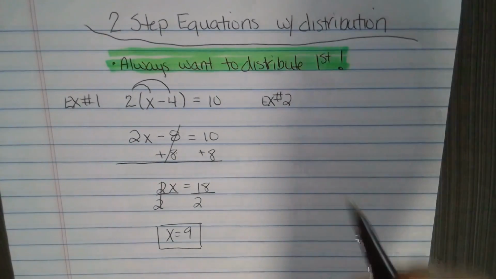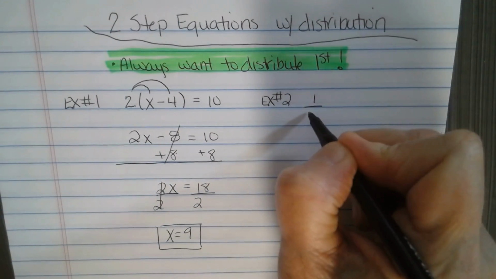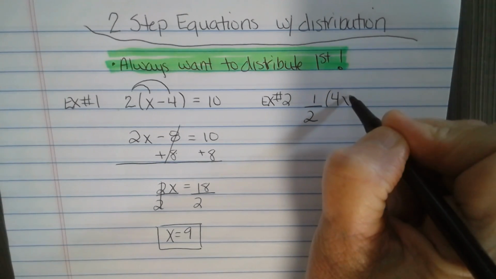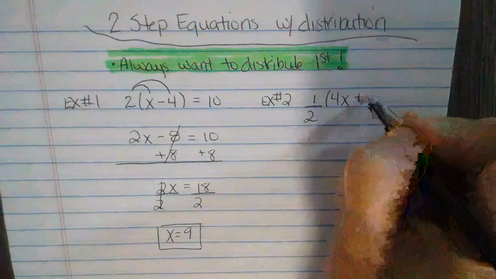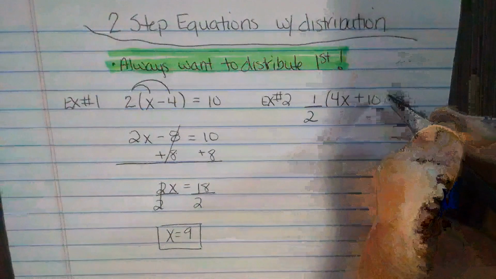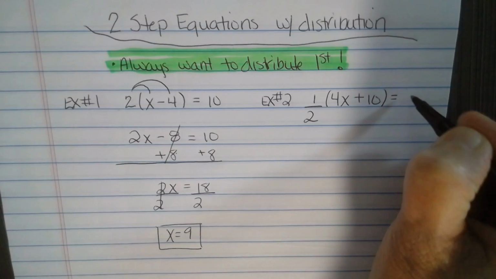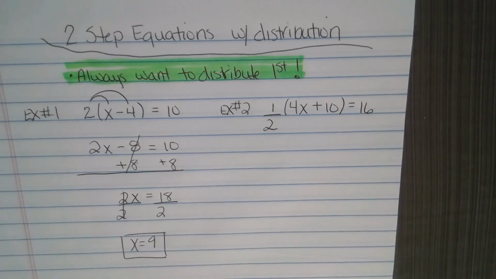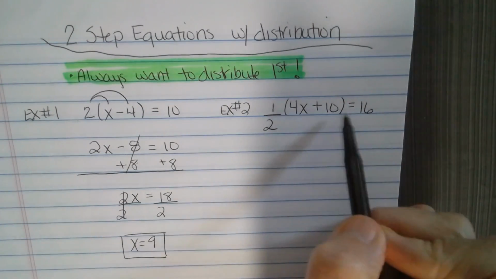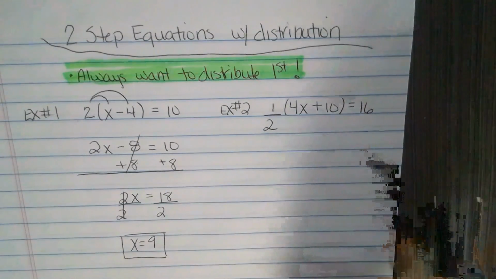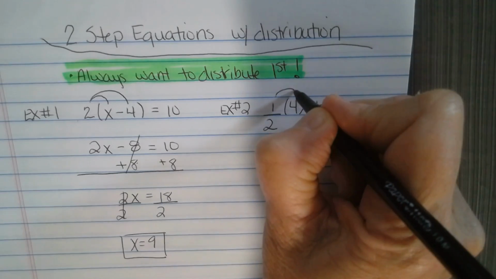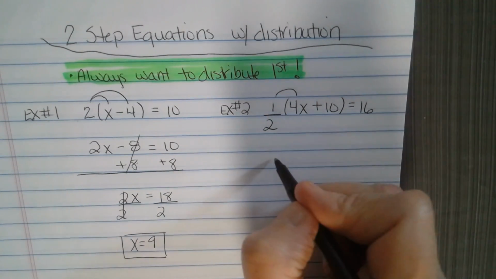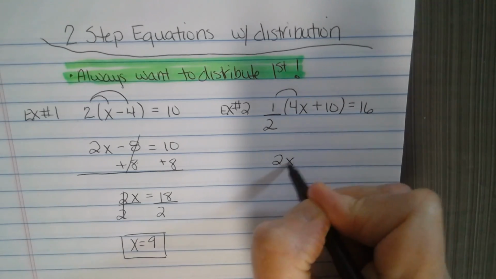Let's do one more example, and you can make this kind of a hard one even. All right. So we know this is distribution because we've got that parenthesis again, and we've got 2 terms. So we're going to distribute the 1/2 times the 4x. And basically all this is 4 divided by 2. So that's going to give me 2x.